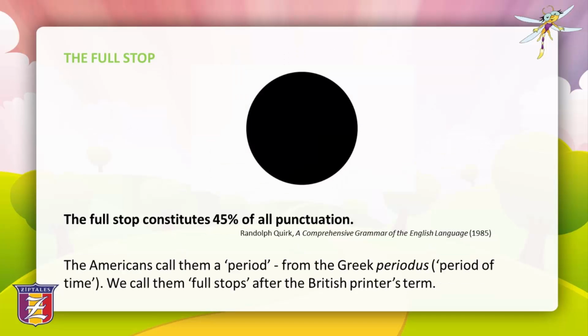The full stop. This is the simplest of all the punctuation marks, and thank goodness easy to teach. It also constitutes nearly 50% of all punctuation, so the commonest is also the easiest. The Americans call them a period, from the Greek periodus, period of time. We call them full stops, after the printer's term, meaning the stop that marks the end of a sentence.